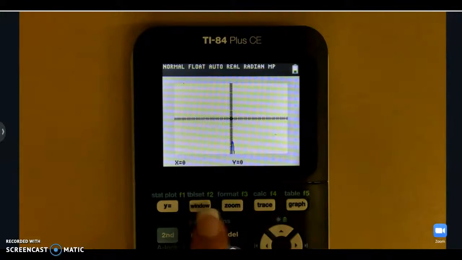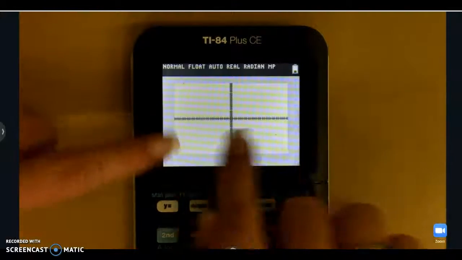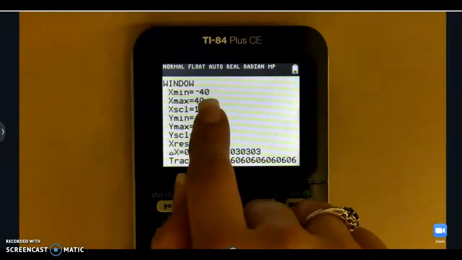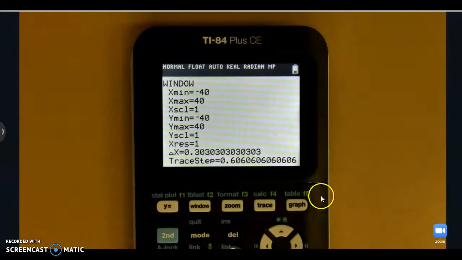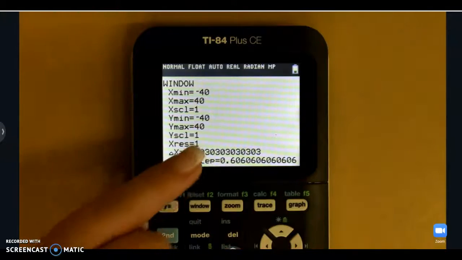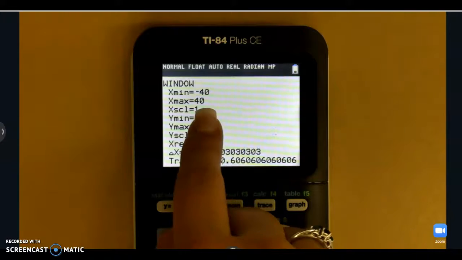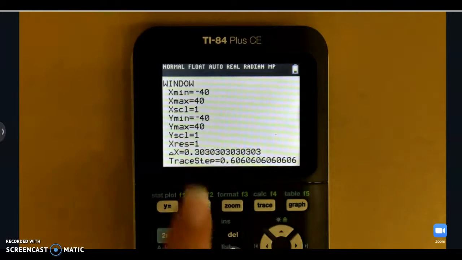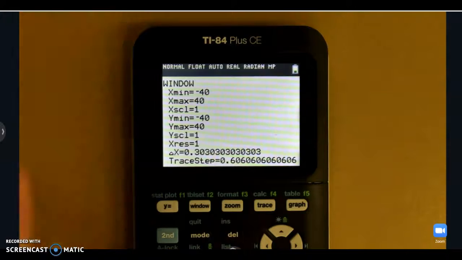Another way you could adjust this is by going to your window, and if you need to see more from the left and the right, you could adjust your x min to be more negative or your x max to be more positive. So again, if you need it to go more to the left, make your x min more negative. If you need it to go more to the right, make your x max more positive, so larger numbers. If you need it to go up or down, you would adjust your y min or y max.